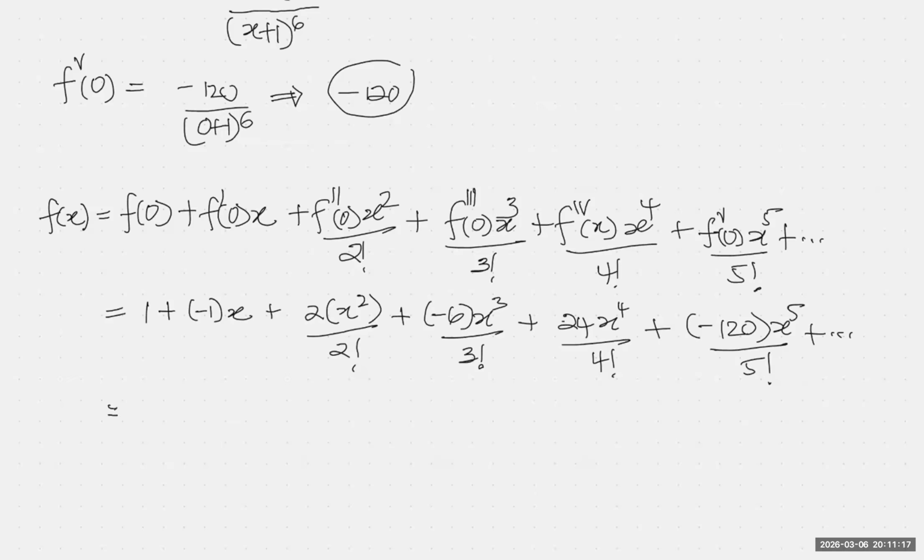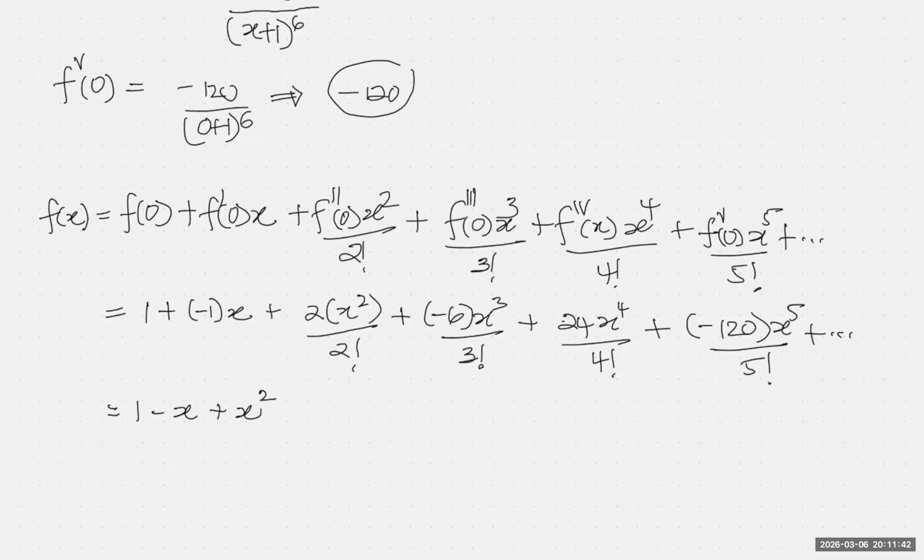Negative 1 times x is negative x. I'm going to free up the negative sign and call it negative x there. 2 factorial is 2. 2 divided by 2 is 1, so that will become x squared. 3 factorial is 3 times 2, which is 6. And 6 divided by negative 6 is negative 1. So that becomes a negative x cubed.